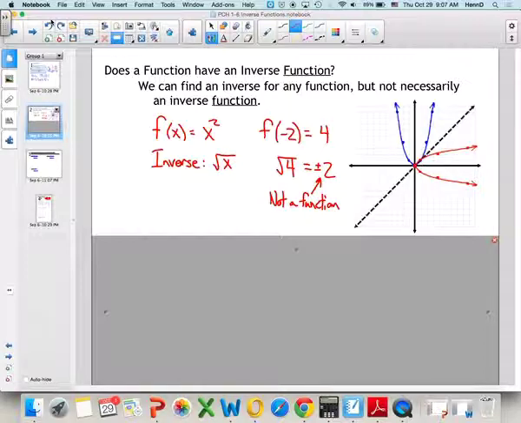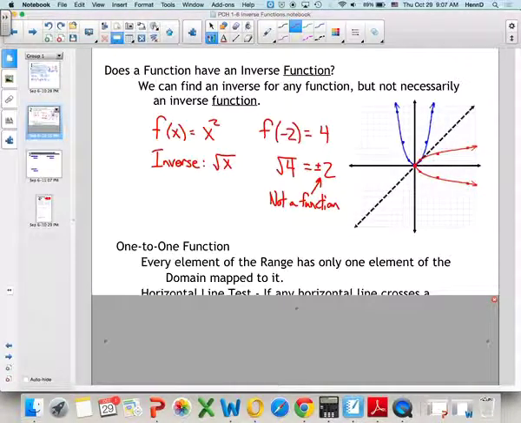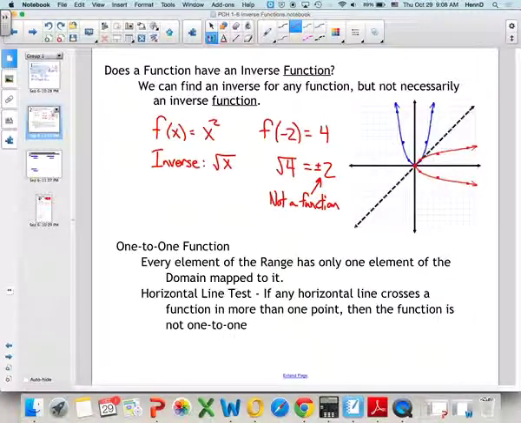So how do we know that we have an inverse function? We have to have a function that is what's known as one-to-one. A one-to-one function is a function where every element of the range has only one element of the domain that's mapped to it. Now notice with this parabola, we have this value in the range that's 4. Here in the range, y equals 4.